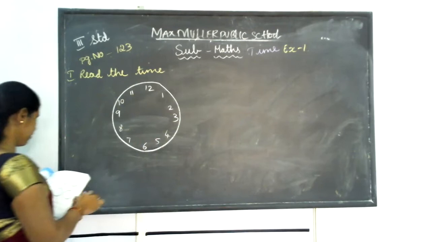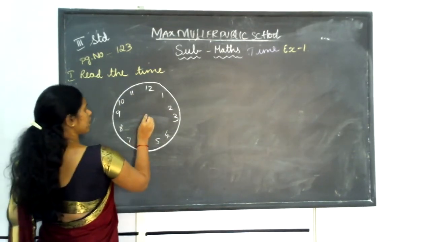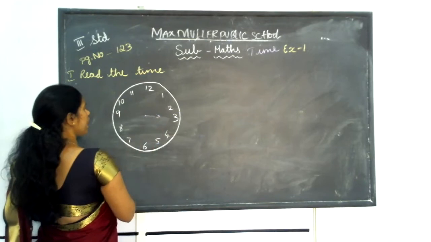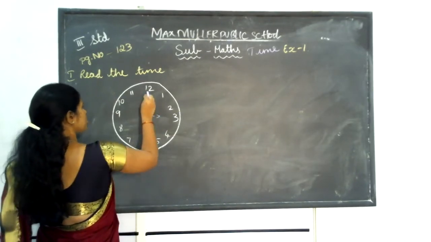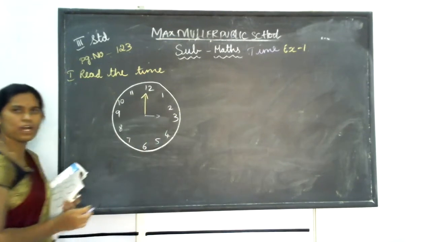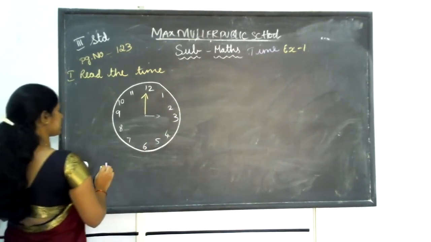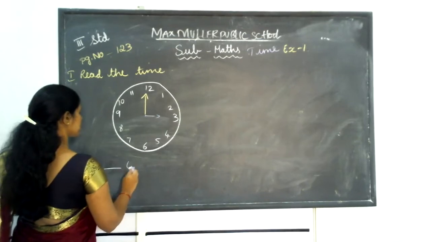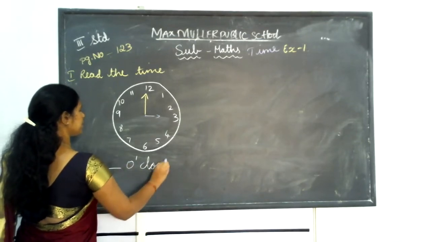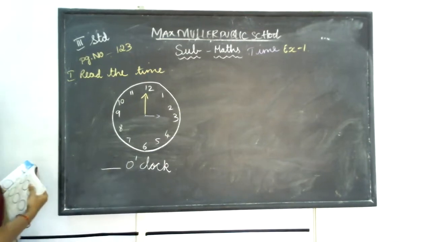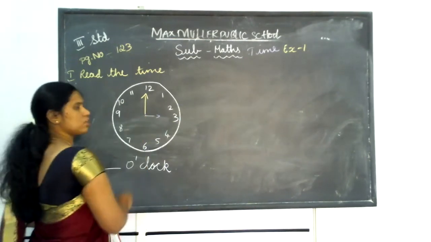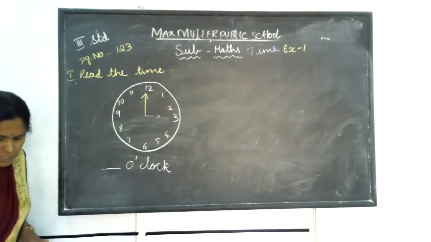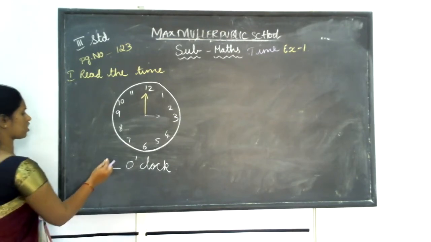See here, like this they have given. The short hand, it is showing towards 3. The long hand, it is showing towards 12. So what is the time now? They have given a clock. The short hand is pointing towards 3, the long hand is pointing towards 12. So what is the time now? It is 3 o'clock. Write down.